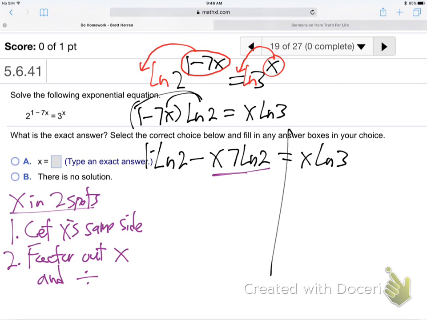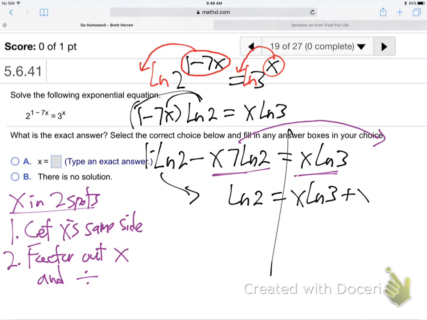So you should look at this term and say, I need those two terms to be together on the same side. So I'll just grab this one and jump it over there. That way both the x's will be on the right. Doesn't matter, right side, left side, whatever. But this looks like about the easiest thing to do. So 1 times natural log 2 is just natural log 2 equals x ln 3 plus x times 7 ln 2. We good to there? Good like that.